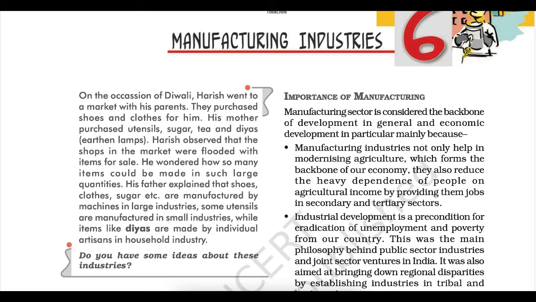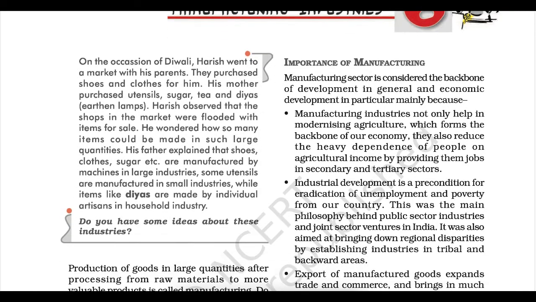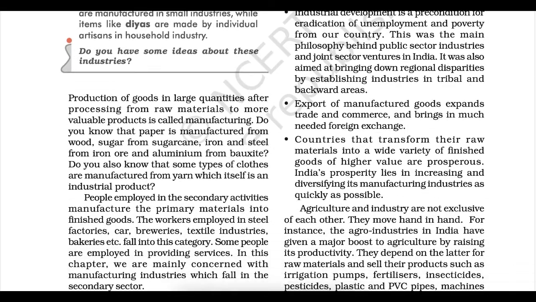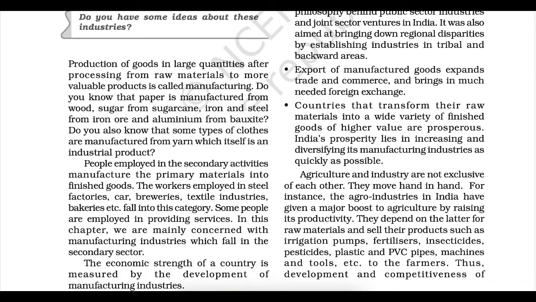His father explained that shoes, clothes, sugar, etc. are manufactured by machines in large industries. Some utensils are manufactured in small industries, while items like diyas are made by individual artisans in household industry. Do you have some ideas about these industries? Production of goods in large quantities after processing from raw material to more valuable product is called manufacturing.